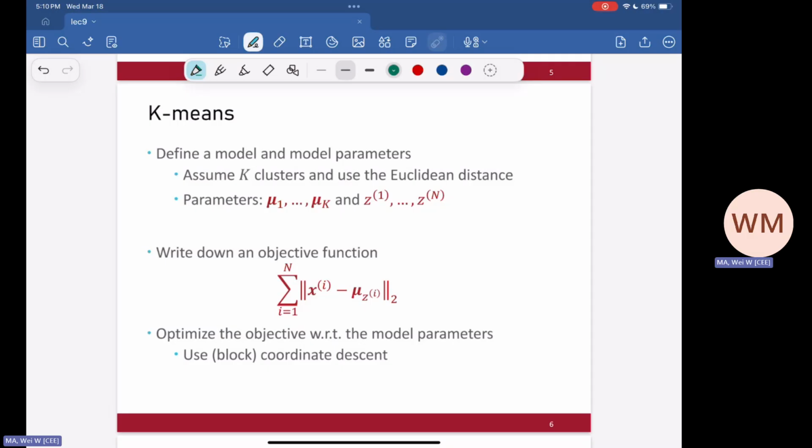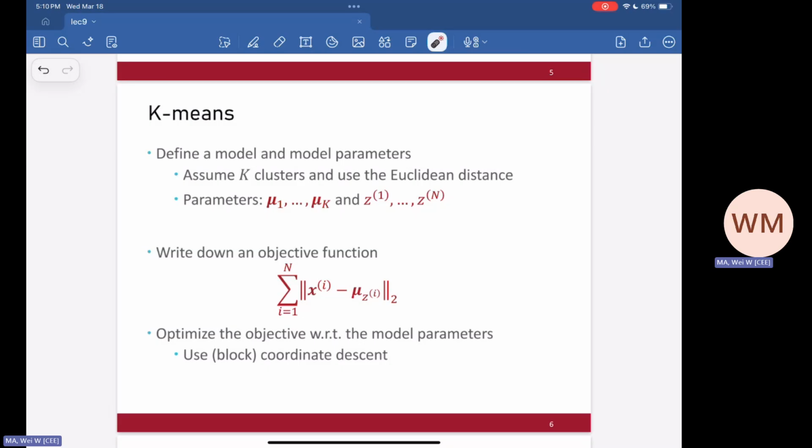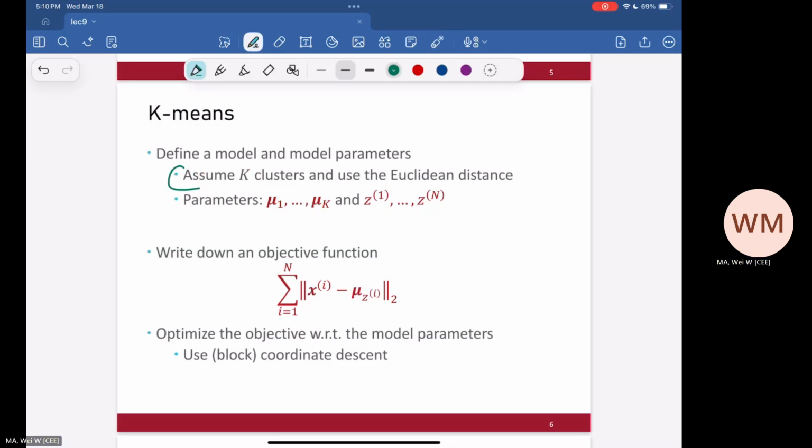So the first thing for k-means is that you have to assume a k. K is the number of clusters. This is actually a weakness of k-means: you have to give the number of clusters before clustering the data. For example, you give me a number 3 or 4, and then I will give you the center of each cluster and which data belongs to which cluster.